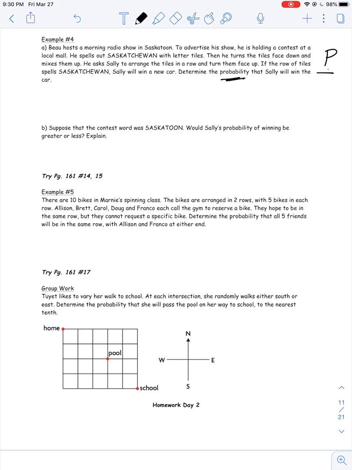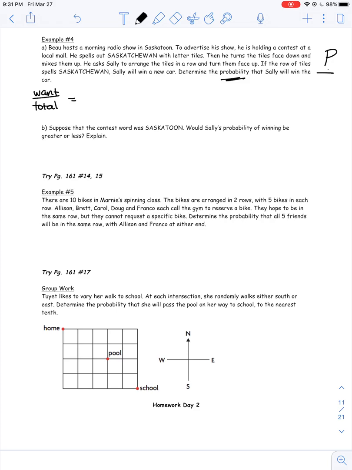Well, this is a permutation question because order matters. If you turn the letters over and it doesn't spell Saskatchewan, you mix the A and the S spots, then you're not going to win. So order does matter here. So we're going to figure out our total. Remember, it's always going to be want over total when we're talking about probability. Our total is going to come from rearranging the letters of the word Saskatchewan.